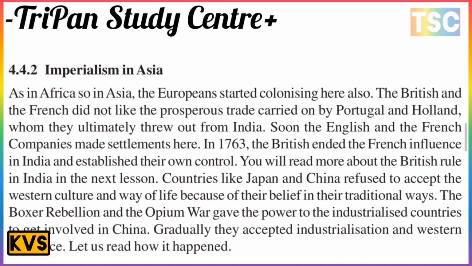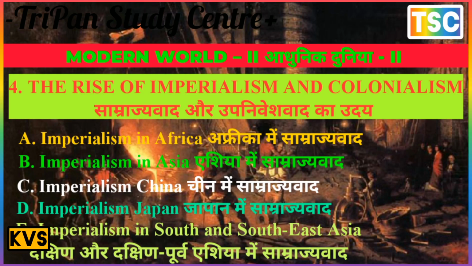Countries like Japan and China refused to accept Western culture and way of life because of their belief in their traditional ways. The Boxer Rebellion and the Opium Wars gave industrialized countries the power to get involved in China. Gradually they accepted industrialization and Western influence. Let's read how it happened.